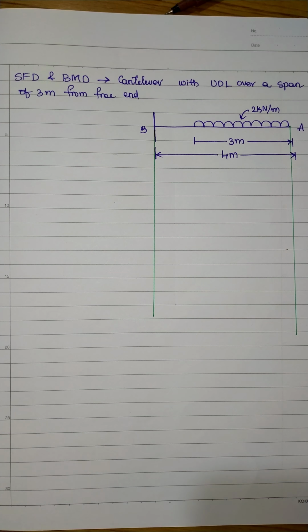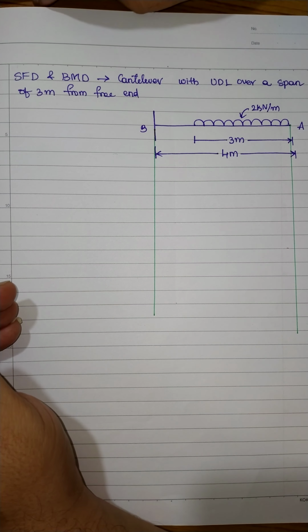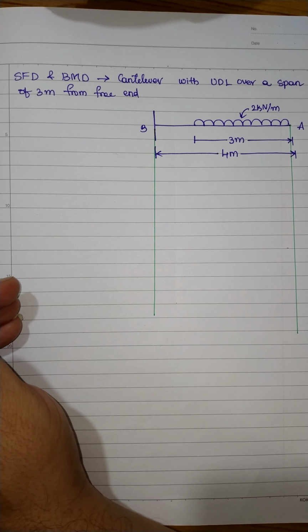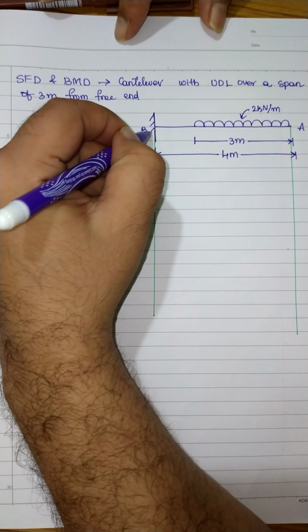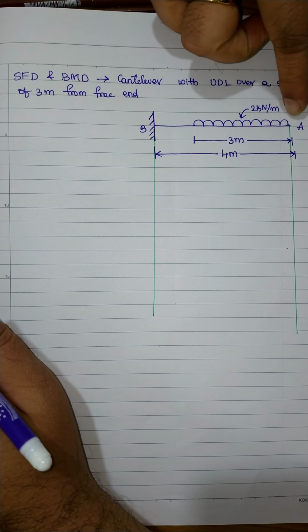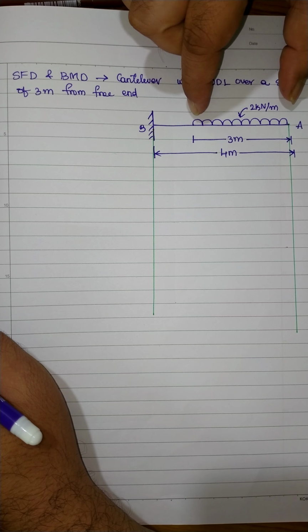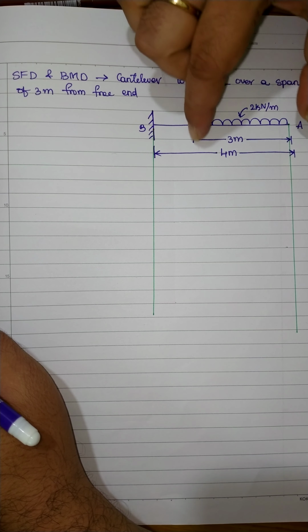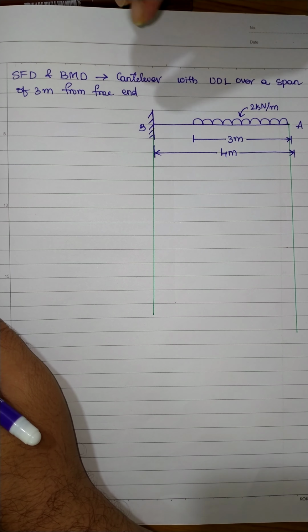Hello students, in this video I am going to explain how to draw the shear force and bending moment diagram for a cantilever which is carrying UDL over partial span. Now here we have a cantilever beam AB which is fixed at B and free at point A, of span 4 meters. It is carrying a UDL of 2 kilonewton per meter acting over a span of 3 meters. For this, we need to draw the shear force and bending moment diagram.